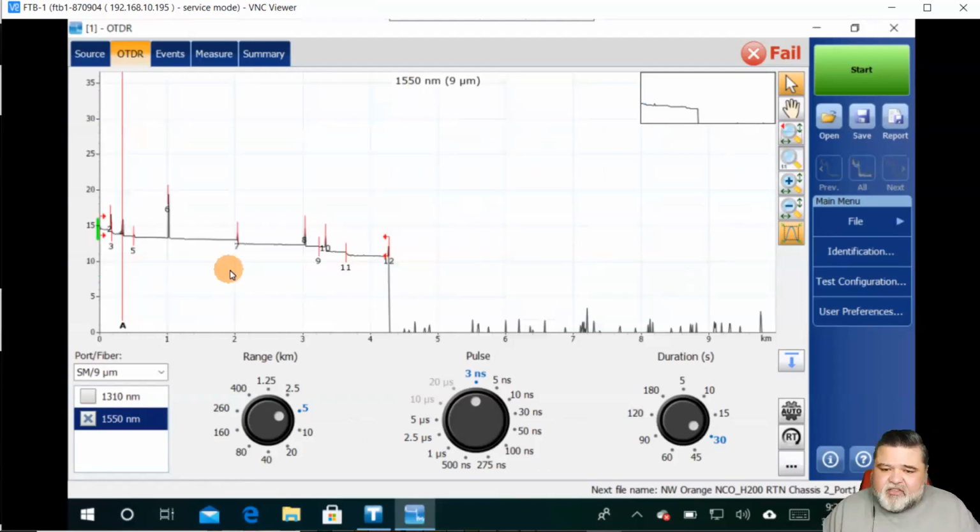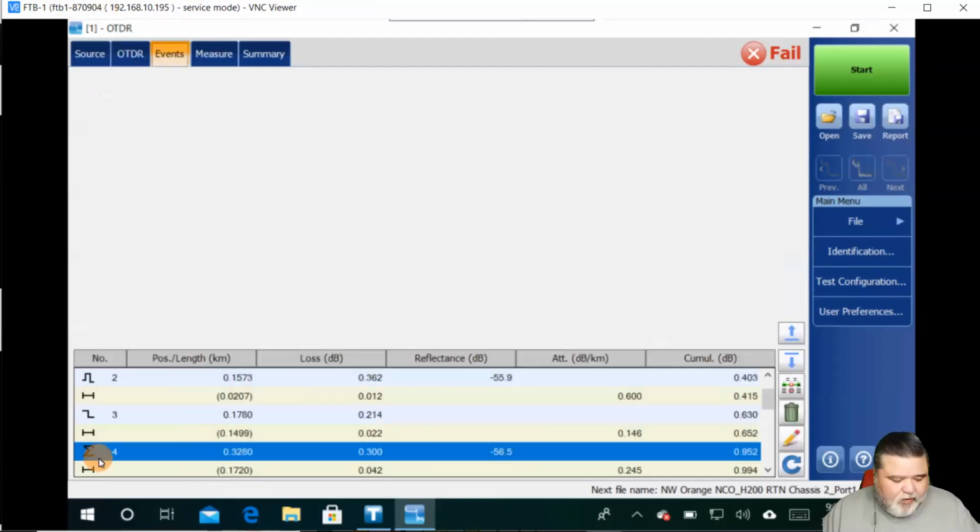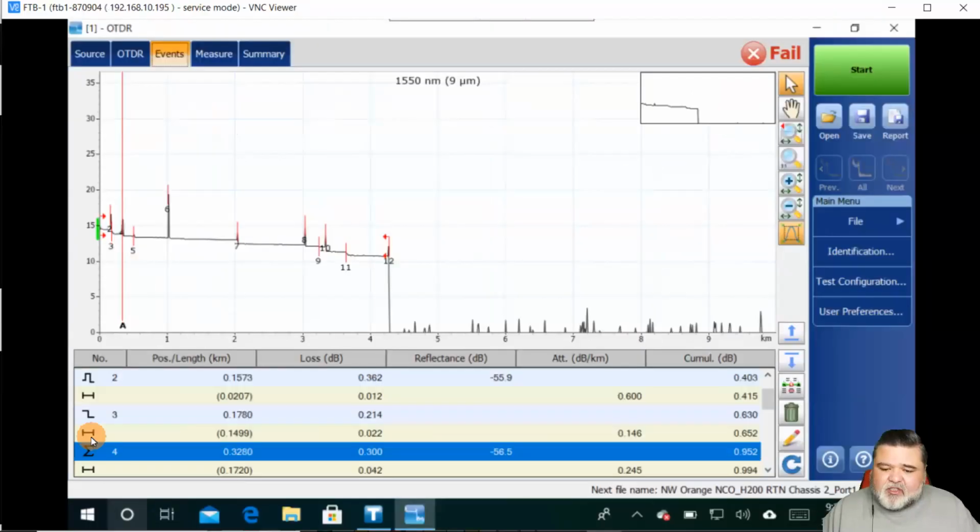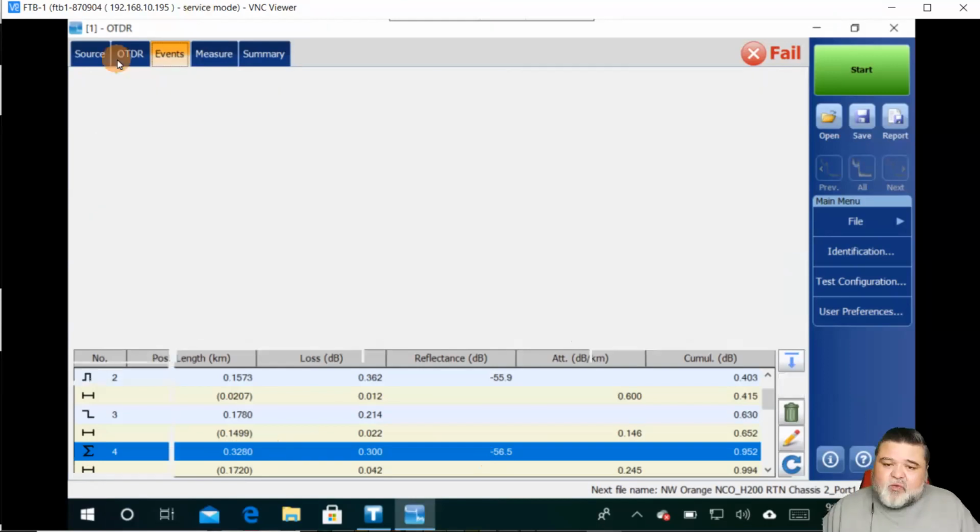If I look at the event table for event number 4, we see that there's a merge. If this was a splice, we wouldn't be able to see the 2, right? And it's at 328 meters, and it has 0.3 dB of loss and minus 56 dB of reflection. And so this is what it's telling us for this merged event, but this is not necessarily a merged event, right? I mean, it's a merged event, but we're not separating it. And so here's what's happening here.